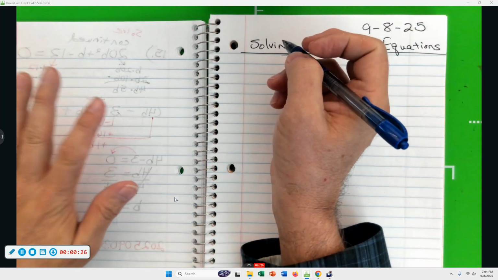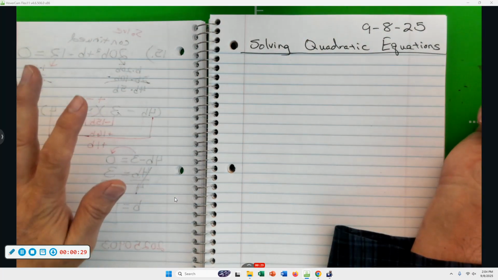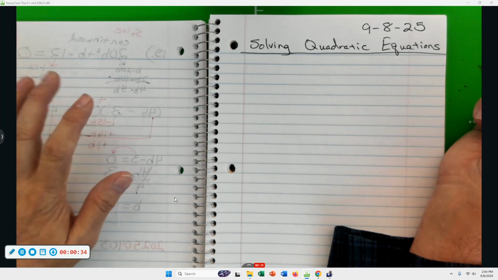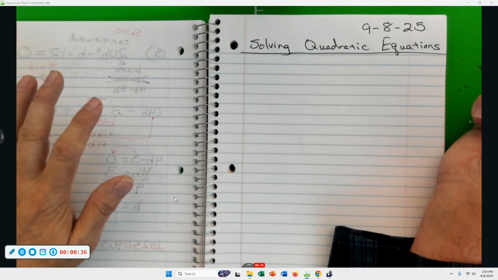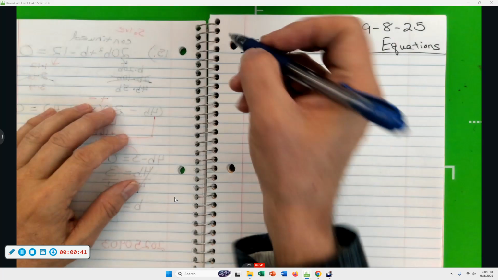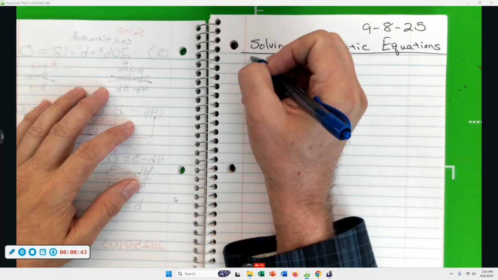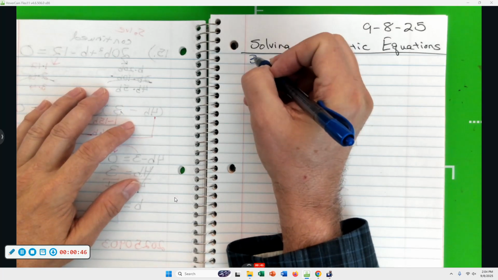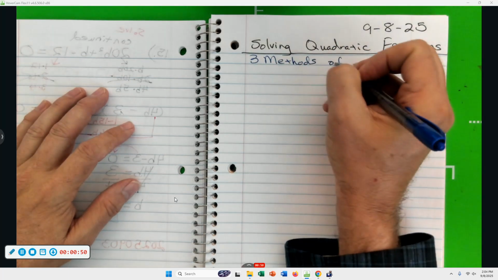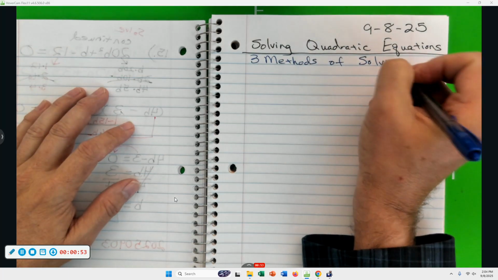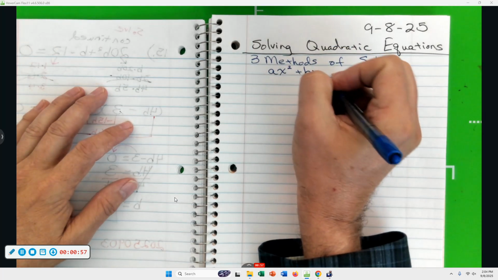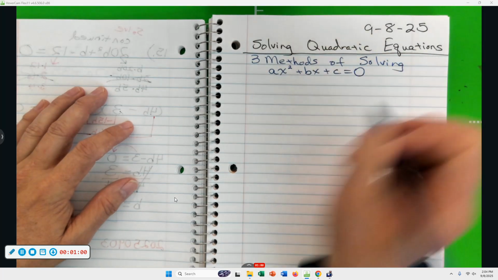There are four methods that are generally accepted, but that fourth method, completing the square, we'll wait to look at until we get to circles. I like introducing completing the square with circles rather than quadratic equations. So I'll say we're going to look at three methods of solving a quadratic equation, ax squared plus bx plus c equals 0.